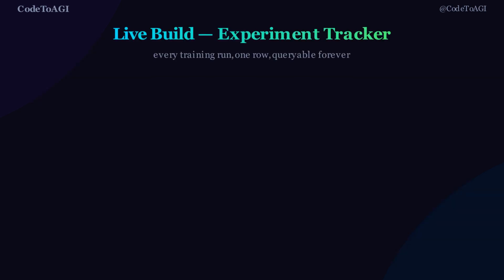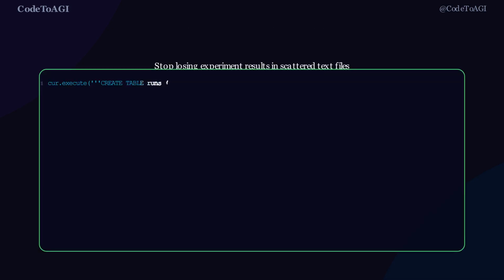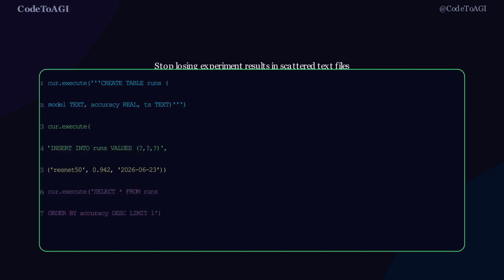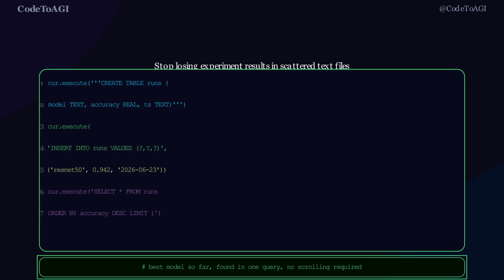Let us build an AI experiment tracker step by step. We create a table: model name, accuracy, and timestamp. Every training run inserts one row with its results. No more digging through scattered text files for results. One SQL query finds your best model instantly. 5 lines. Every experiment queryable forever.